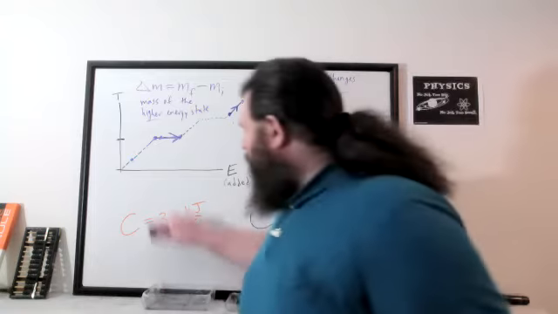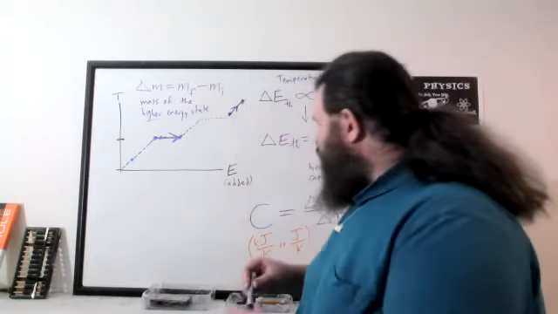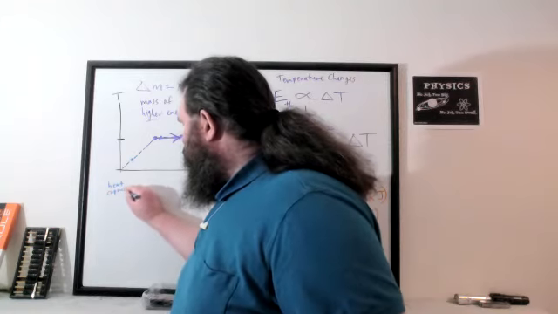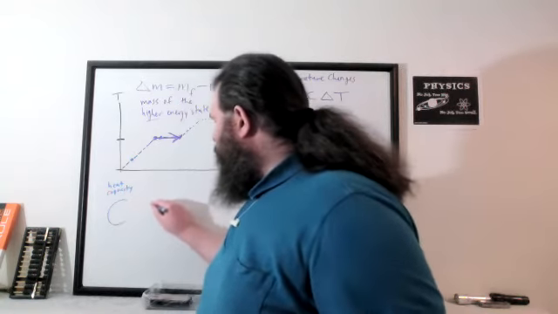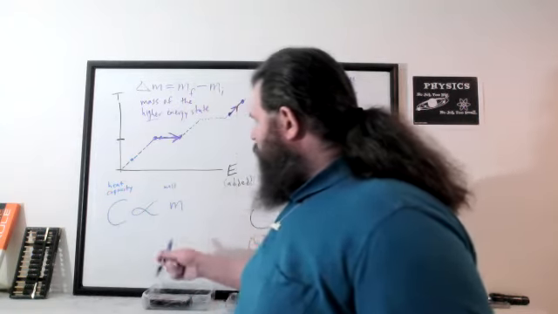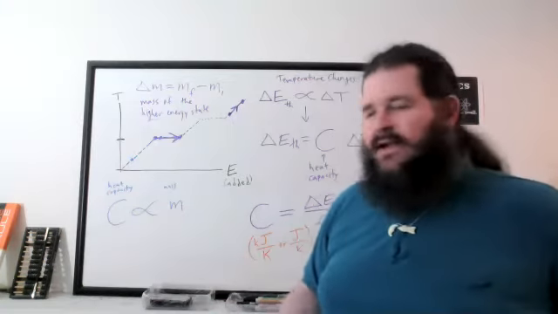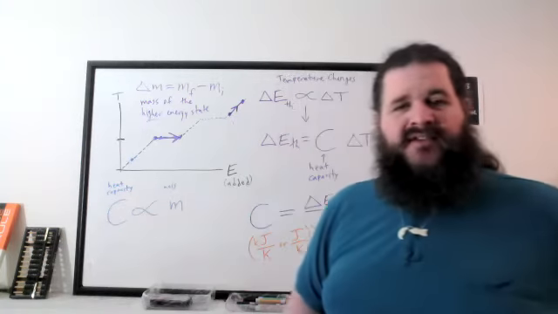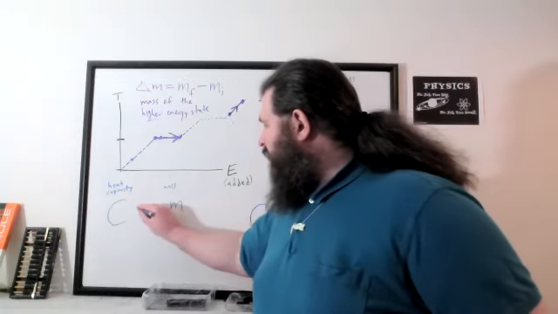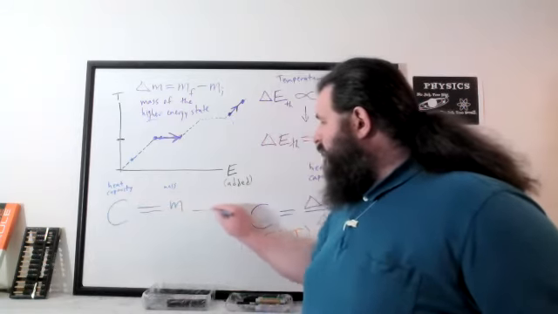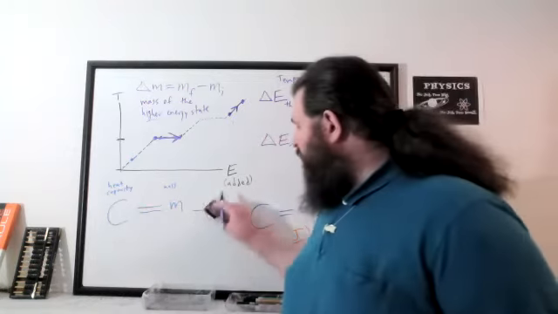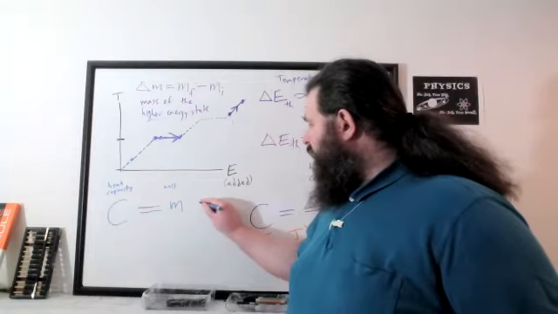In fact, we can set up another proportionality here. We can say that the heat capacity, capital C, is proportional to the mass of the object. Twice as massive, assuming it's the same material, means twice as difficult to raise the temperature. That also means we can write this as an equation. Heat capacity of the object equals its mass times some constant. And that constant is called the specific heat capacity, or specific heat, written as a lowercase c.